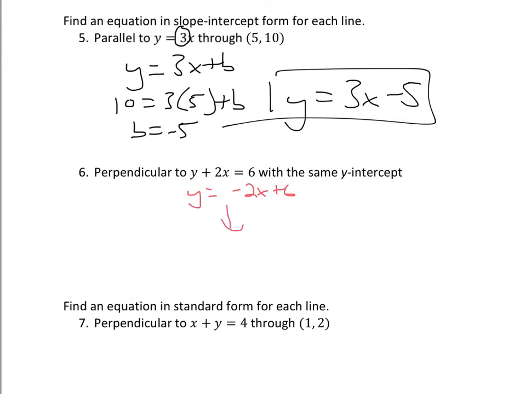The perpendicular one is the opposite reciprocal of that. So it's going to be positive, flip it, right? 2 is the same as 2 over 1. When you flip it, it's going to be 1 half x. Same y-intercept, plus 6. That's it.